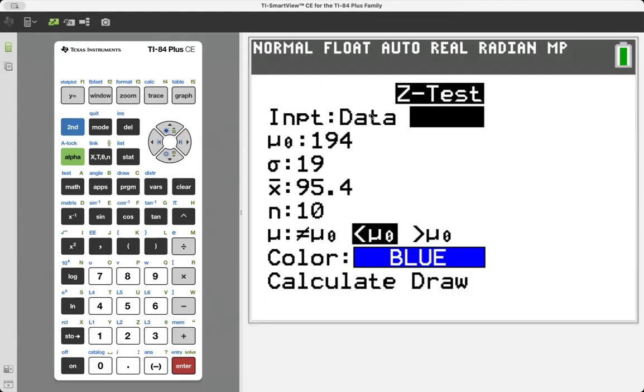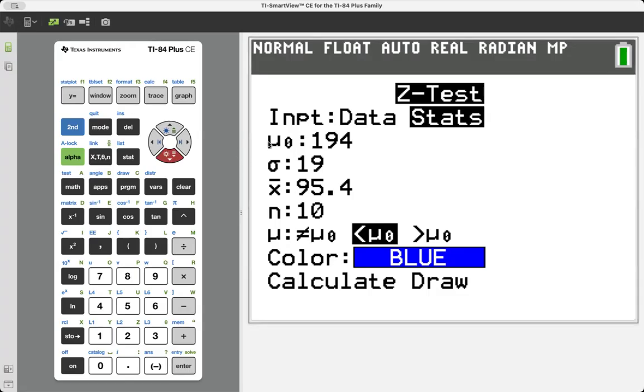If we were provided with raw data and needed to enter the raw data into the calculator to calculate the p-value, we'd click data. Without the raw data, we have the statistics. They were provided to us in the problem.